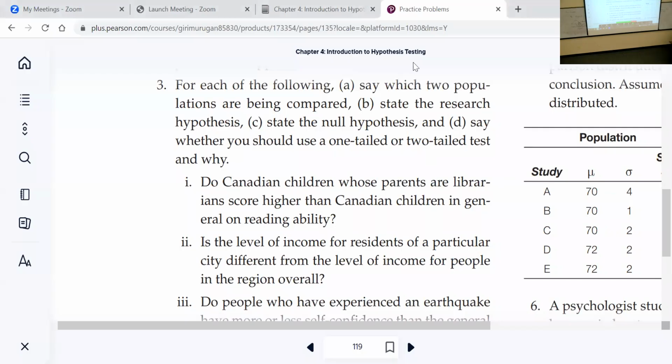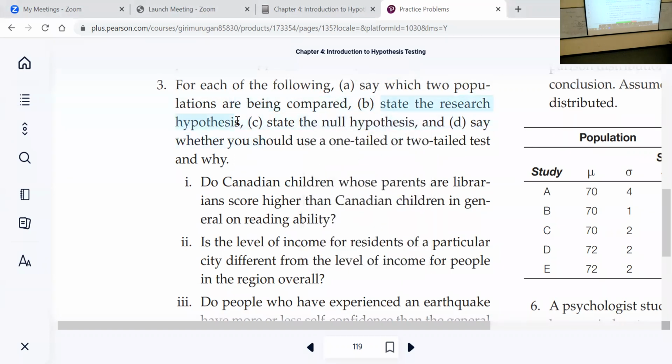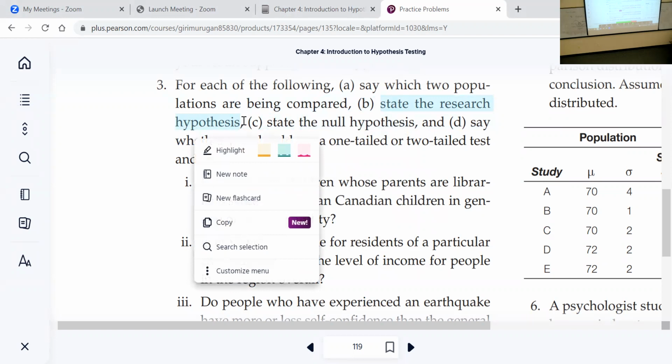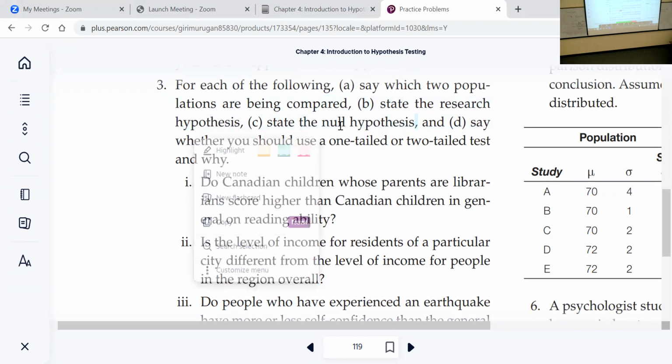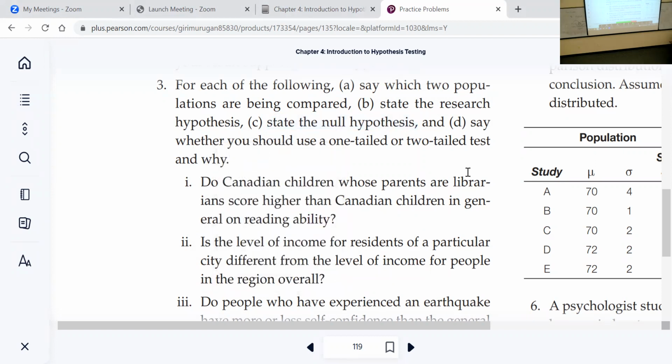Questions. 1. Which 2 populations are combined? The example that we did, we simply looked at one population, people who are suffering from anxiety. Now we're looking at 2. We want to state the research hypothesis. We want to state the norm and state which test we intend to do.